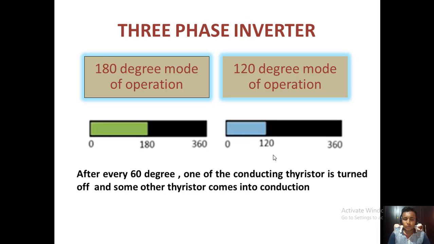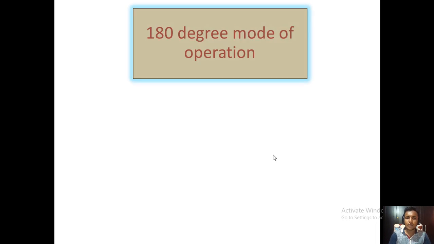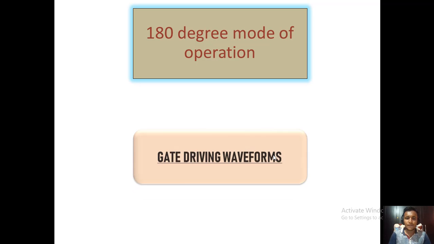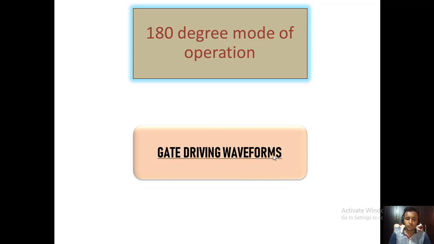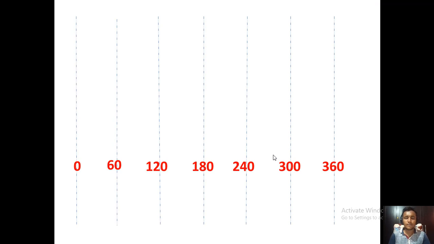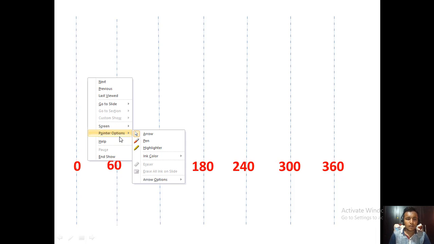In today's session, we will study the 180-degree mode of conduction. So let us start with the 180-degree mode of conduction. In this mode, we have to draw the gate driving waveforms. The circuit operates in 6 steps, and each step is 60 degrees. So we draw the waveform in this way.